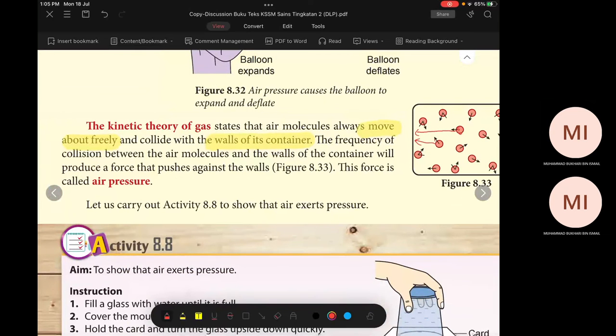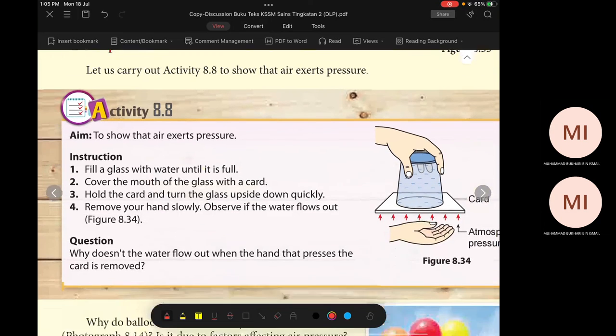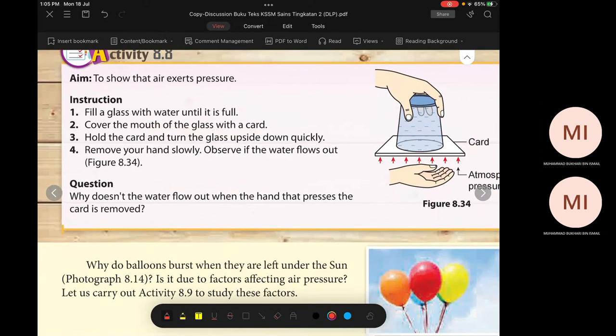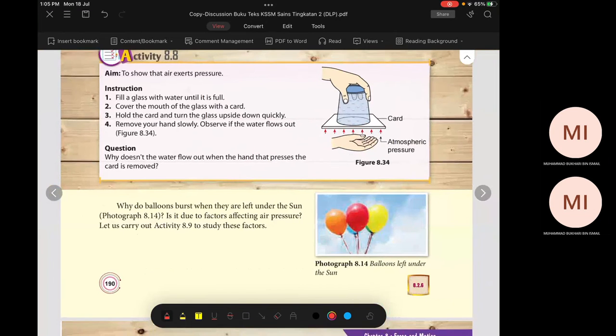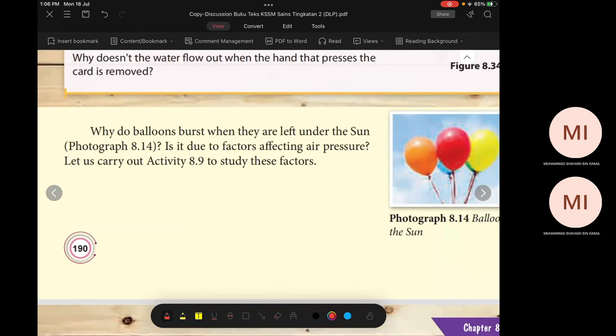Okay, you can read it yourself, this one. And then actually we need to do some activities, but we do it later. For now, we just need to understand gas pressure.